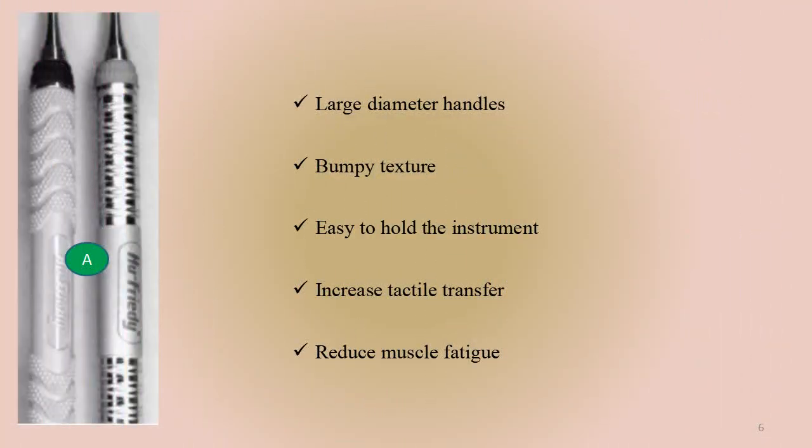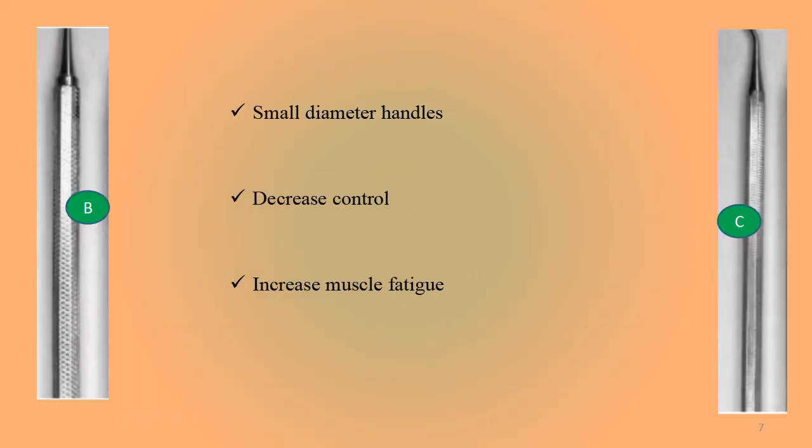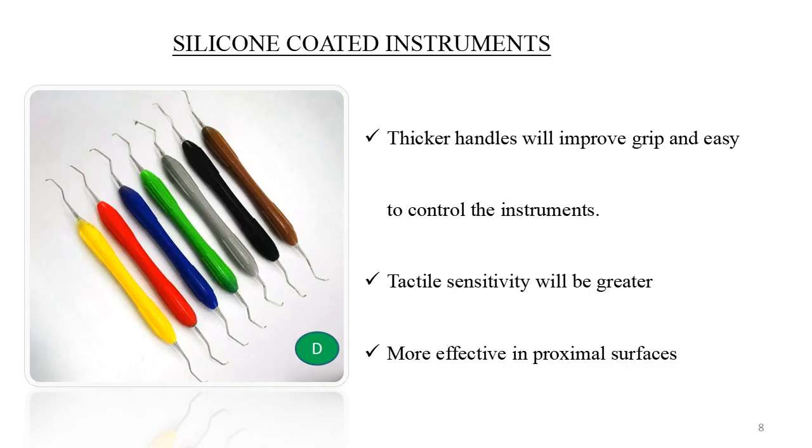Large diameter handles have a bumpy texture, are easy to hold the instrument, increase tactile transfer, and reduce muscle fatigue. Small diameter handles decrease control and increase muscle fatigue.